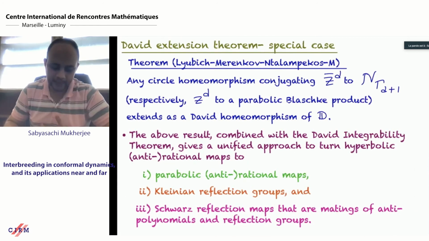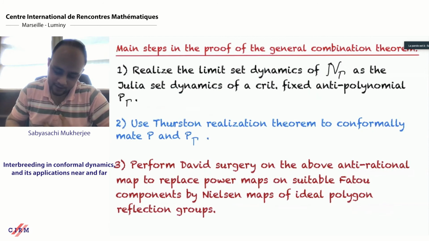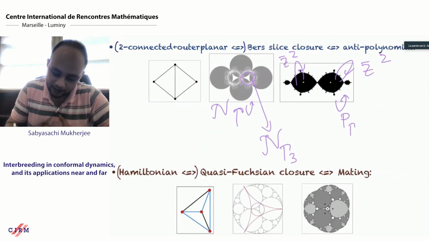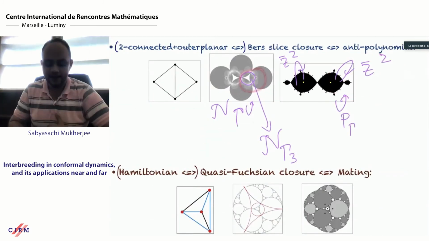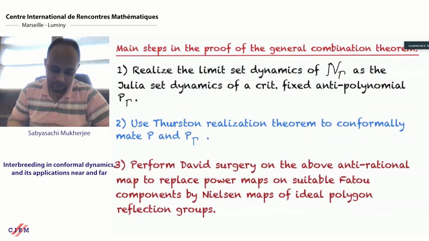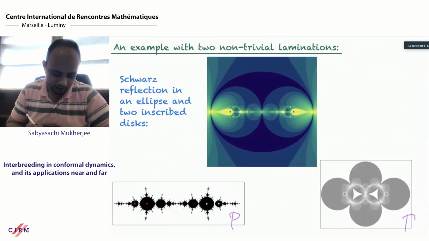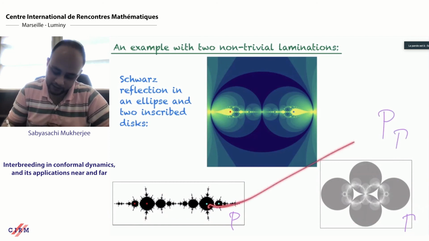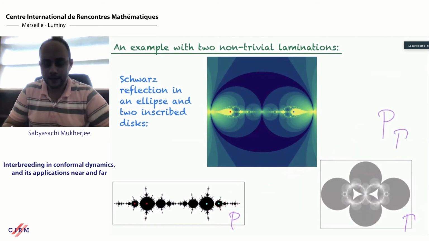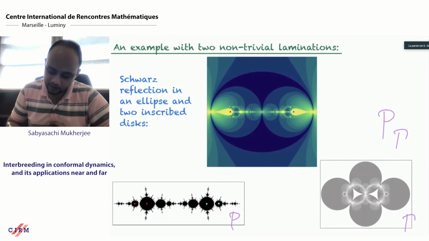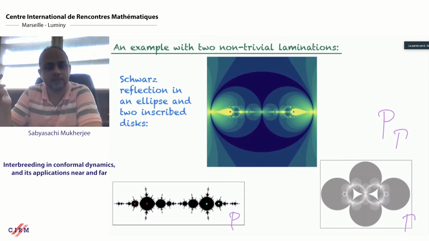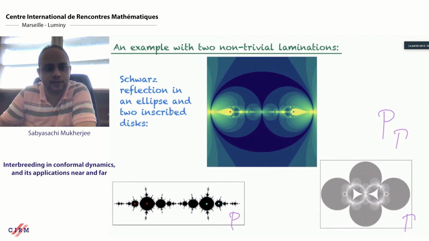And this is exactly what allows you, at the end of the day, to replace the z-bar squared dynamics here by the Nielsen dynamics. Just to summarize the proof of the main combination theorem: you mate the polynomial with the partner polynomial P gamma. You mate this guy with that guy, you get a rational map, and in the rational map you have a couple of critically fixed components and you replace them by the Nielsen map of ideal polygon groups. The resulting Schwarz reflection map is, by construction, your mating.